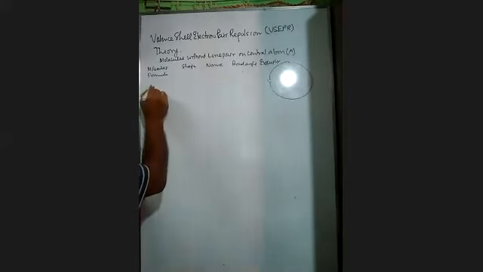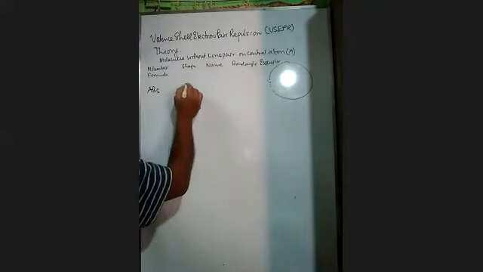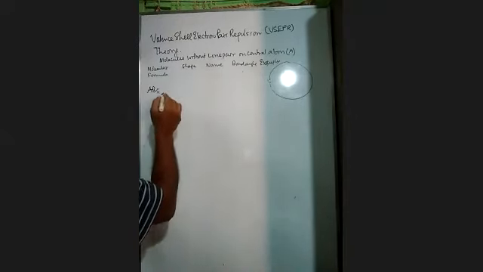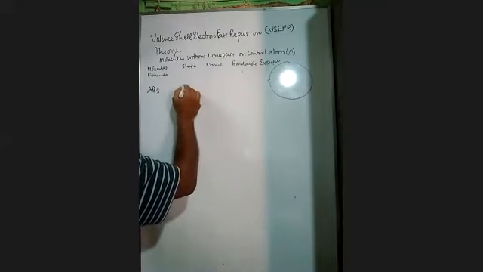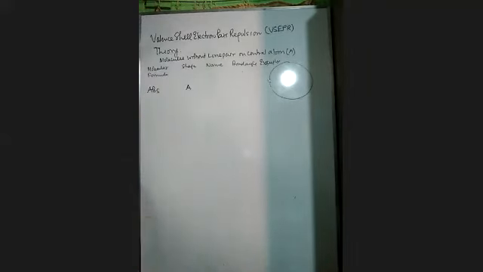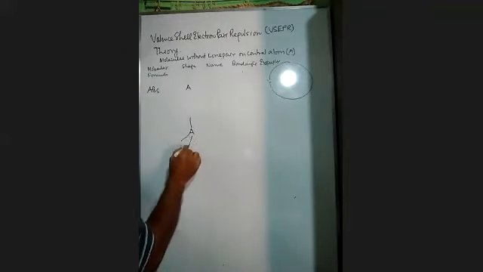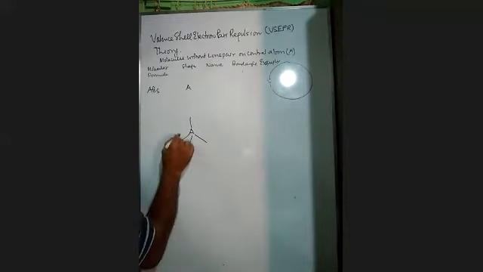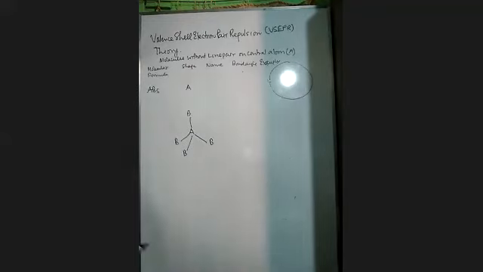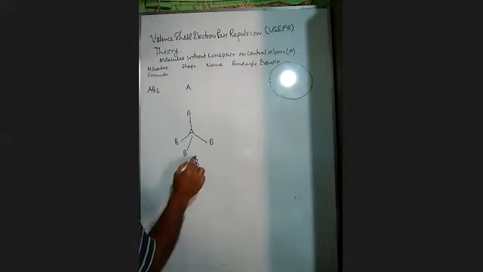AB5. In AB5, you'll find, here, please see. This is not difficult. AB4 was this. This was AB4. I want to add one more. So what I'll do? I'll connect B from below.